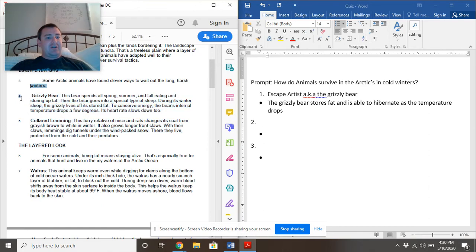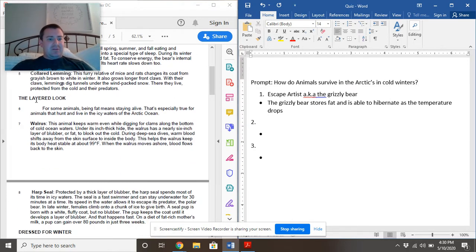Now, again, yours isn't going to look exactly like mine. You might want to do the lemming. So your plan should not look identical to Mr. Gilbert's. Let's continue with paragraph 3. Remember, we're answering the question, how do animals survive in the Arctic's cold winters? Let's look at the layered look. Let's start with paragraph 6.